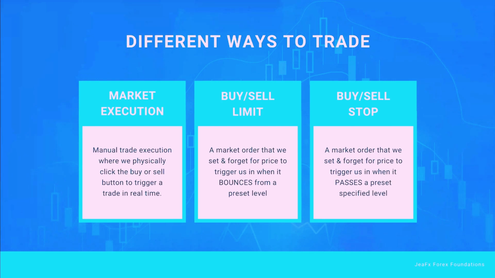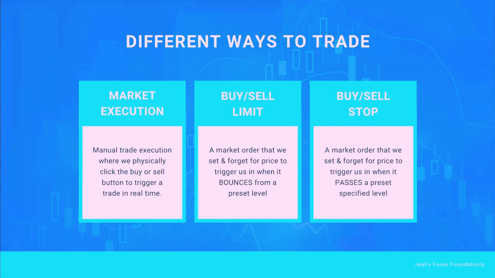Some people actually do use the pending orders more so. I personally think market execution is the most accurate way to make sure we don't get into losing trades, because we can wait and see if the market is really going to do what we want it to do. But sometimes there are times where the other orders can be very useful and can get us some pinpoint trades.